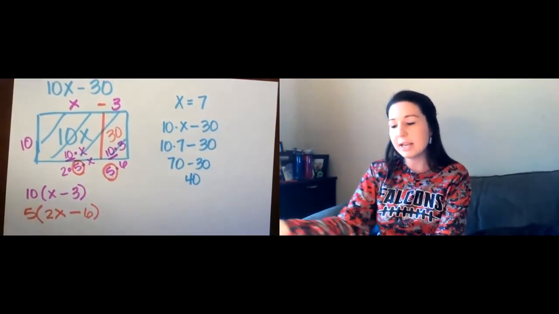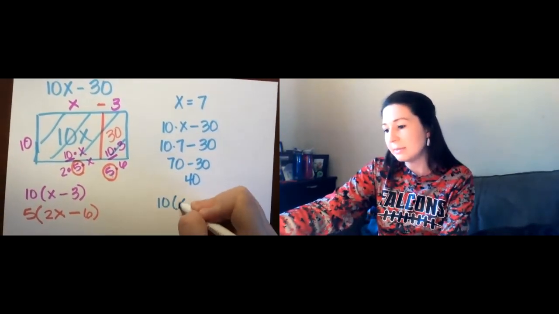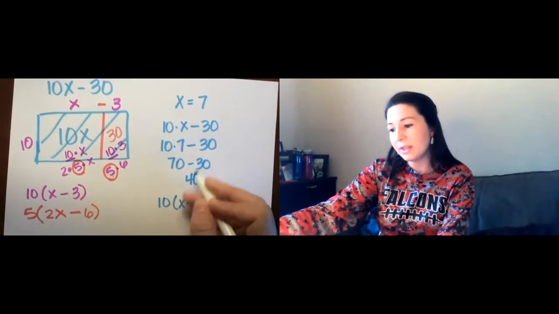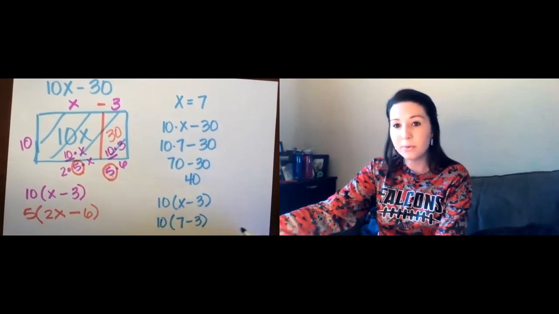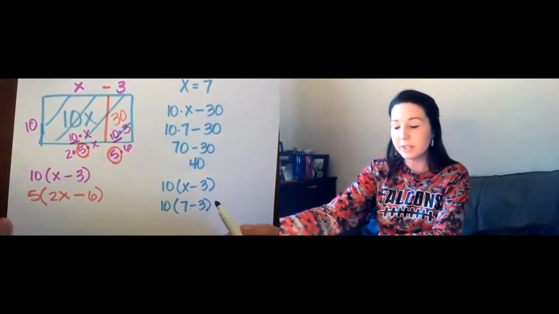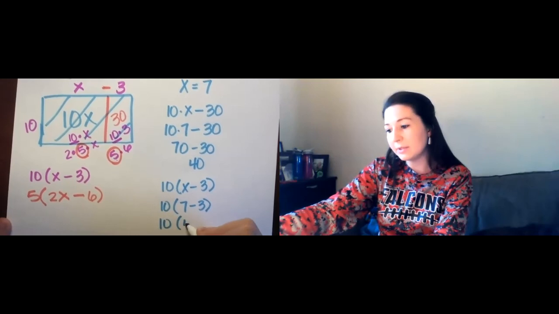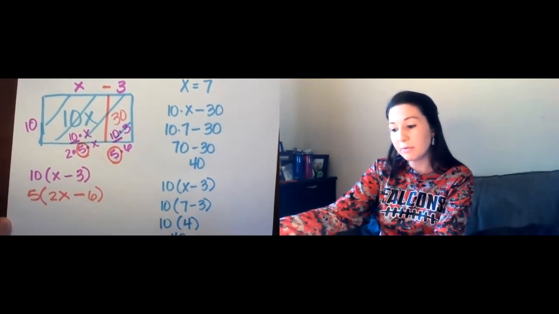So now let's check this next one. We have 10 times x minus 3, but we know that x is 7, so that would be 10 times 7 minus 3. Order of operations says parentheses first. So I have 10 times 4, which also gives me 40.